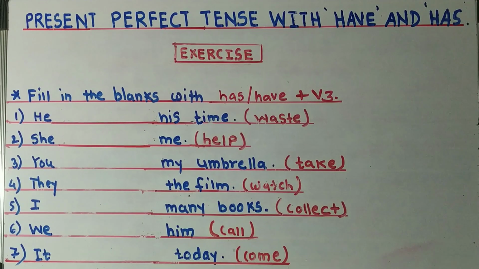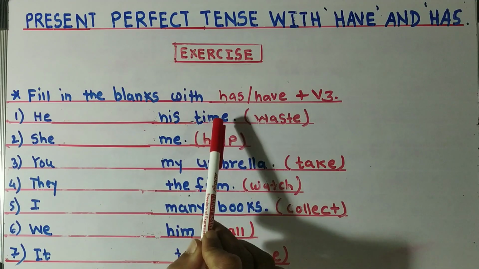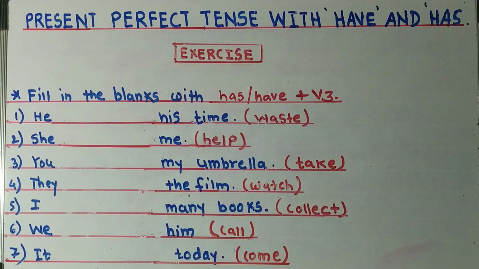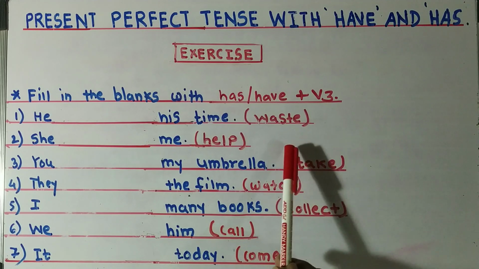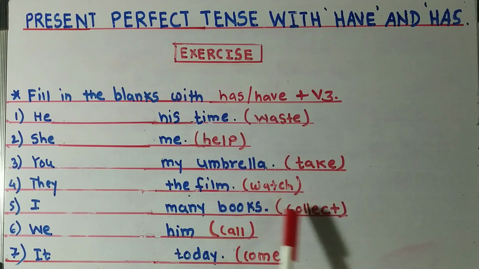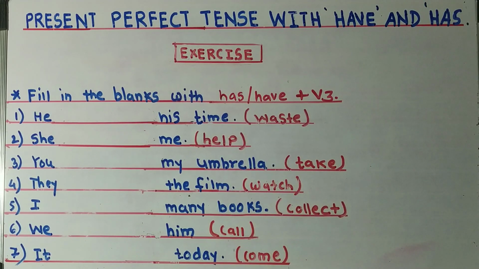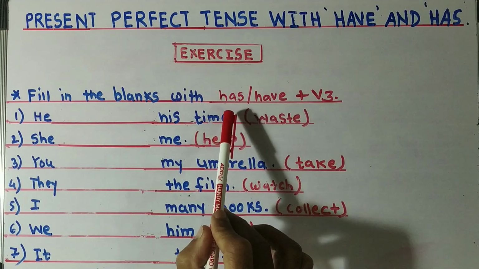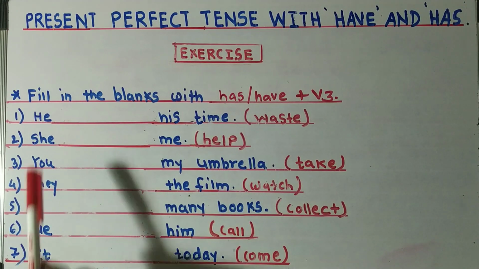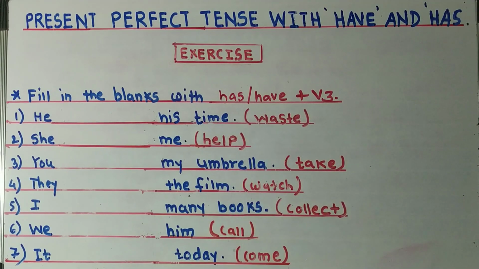Okay friends, here is one more exercise for you. In this exercise, you have to fill in the blanks with have or has plus V3. In the brackets, they have given the V1 form of the verbs and we have to change this V1 form of the verbs into the V3 form. And we have to choose have or has based on the subjects used in the sentences. If the subject is singular, we will make use of the word has. And if the subject is plural, we will make use of the word have. Let's start.